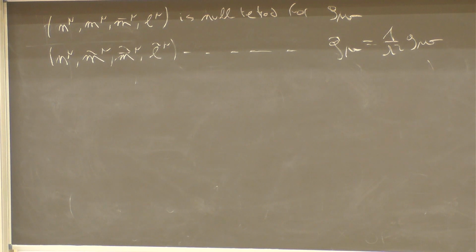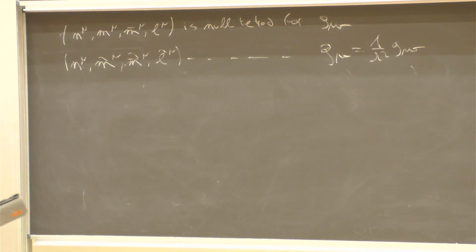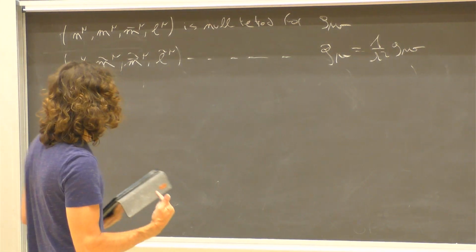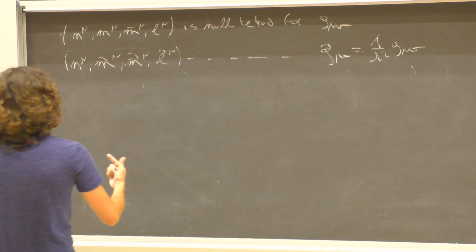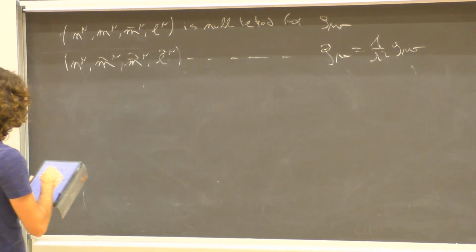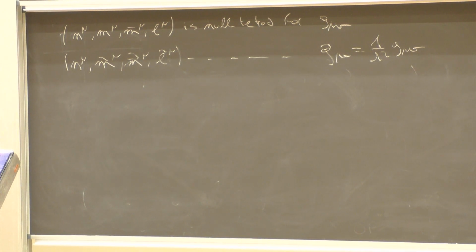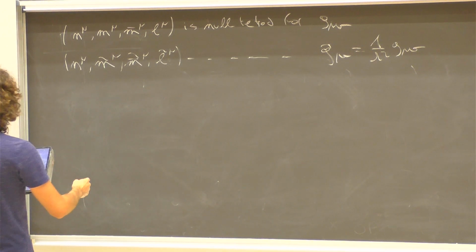Well, of course, the Sachs splitting, in the way that I discussed in the first lecture, is something physical. So it's something that you should compute in terms of the physical Newman-Penrose null tetrad.